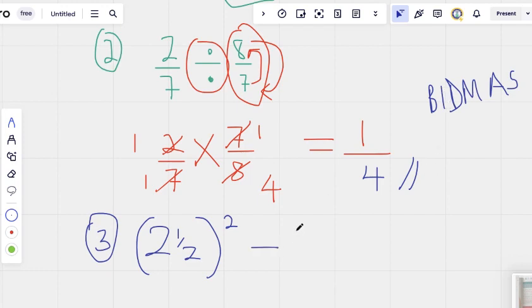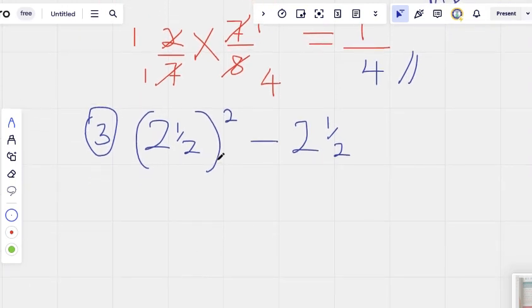Minus 2.5. So if you have mixed operation like this in fraction, we can do and undo. First and foremost, we can change this to an improper fraction. So 2 multiplied by 2, I've already explained that, we get 4, plus 1, we get 5. So we have 5/2 squared, minus 5/2, because it's the same thing.